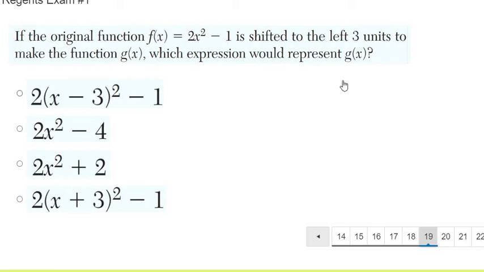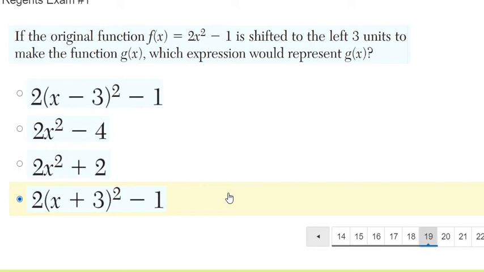So one would think if I want to move to the left on the number line, I do -3. But since inside is opposite, I actually do +3. So I take parentheses with my x and I add 3 to move it to the left. And this is the answer to question number 19.